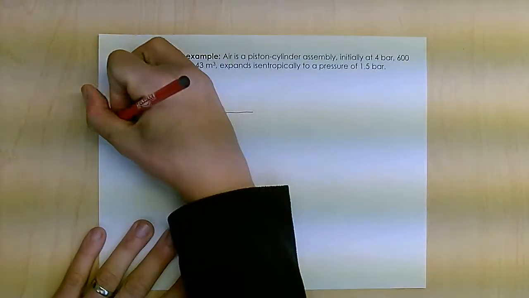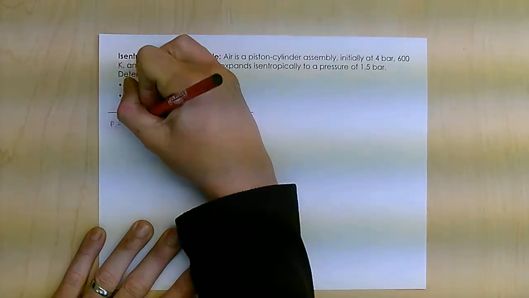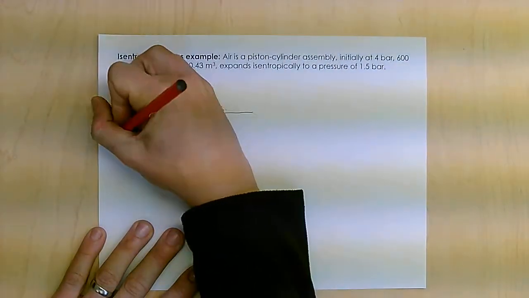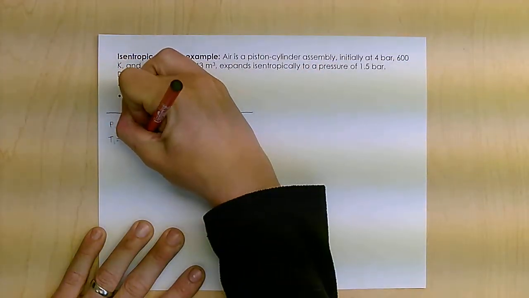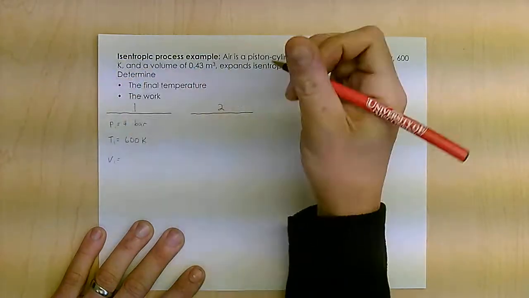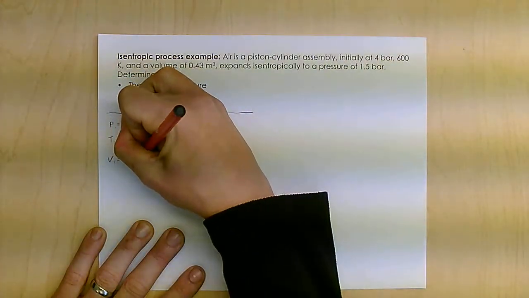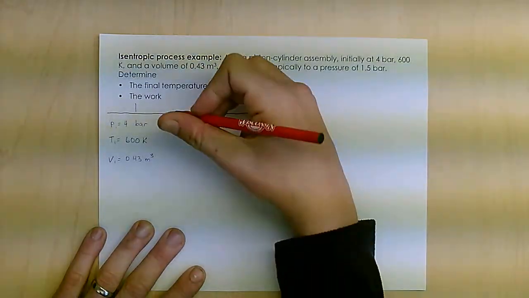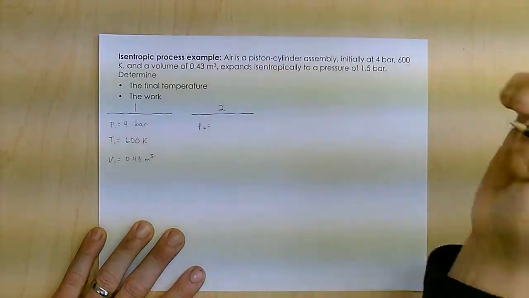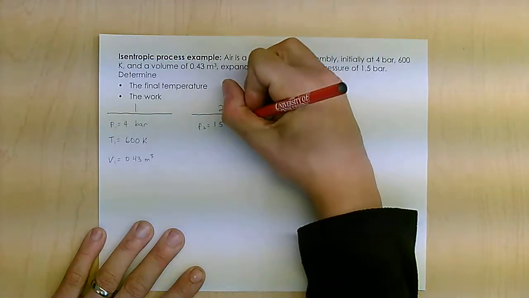Okay, so initially I'm at P1 equals 4 bar, T1 equals 600 K, V1 equals 0.43 meters cubed. Then it says it expands isentropically to P2 equals 1.5 bar.